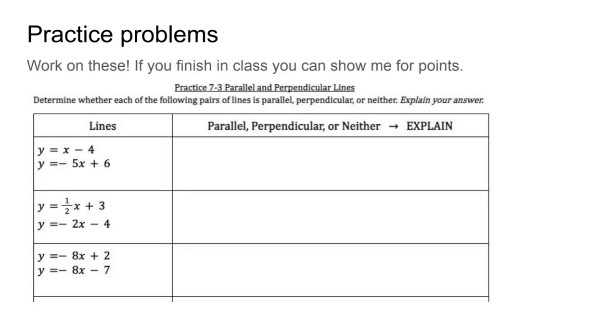All right, so for the practice problems, you're determining whether each of the following pairs of lines is parallel, perpendicular, or neither, and we're going to explain the answer. So to do this, we're going to look at the slopes. In this case, if we look at the slopes of the first line, m is equal to 1, and the second one, m is equal to -5. So these are going to be neither because the slopes are not equal and not opposite reciprocals.